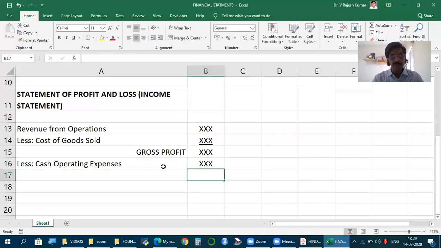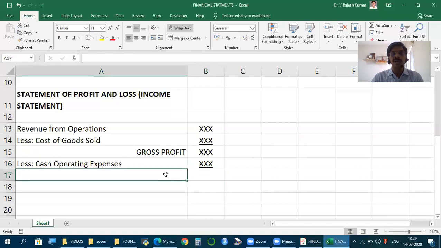What is this cash operating expenses? Operating expenses means expenses incurred to run the business. It includes office and administration overheads, selling and distribution overheads, research and development expenses or overheads. So let's remember, factory expenses or overheads are a part of cost of goods sold. All the expenses incurred to run the business are a part of operating expenses.